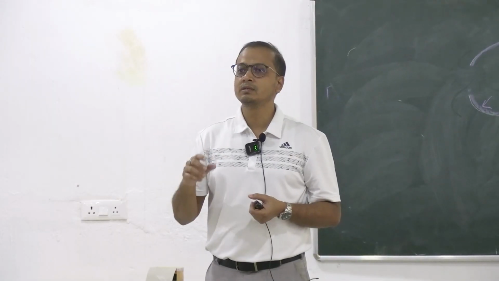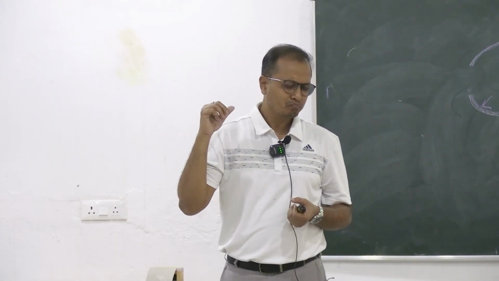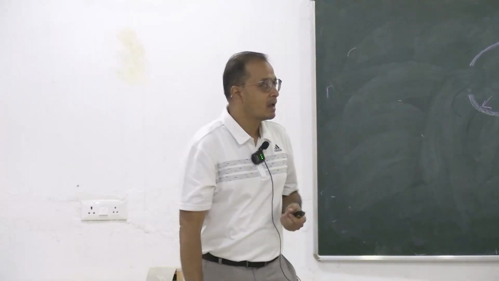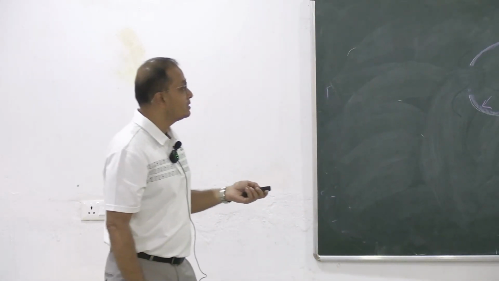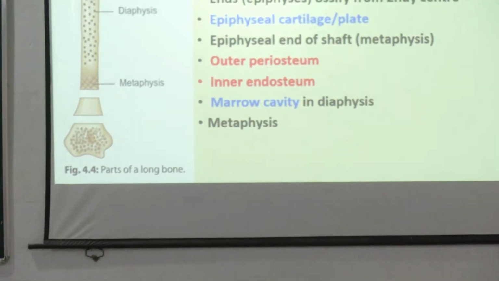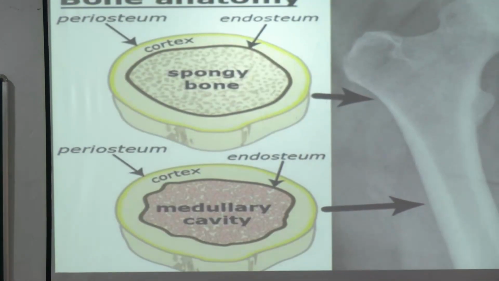This is one requisite for bone remodeling following a fracture: you must have an intact periosteum. So here lies the importance of this periosteum, which is known as the outer periosteum. Clear? Now coming to this inner layer.